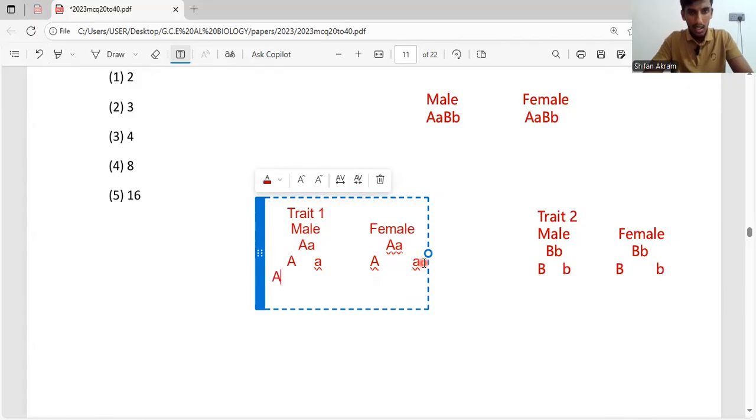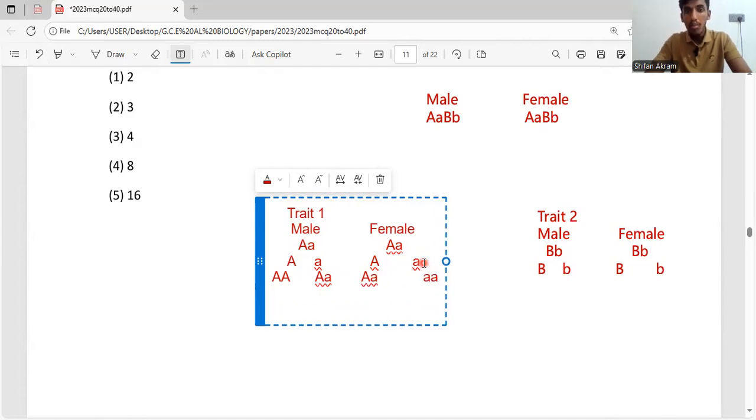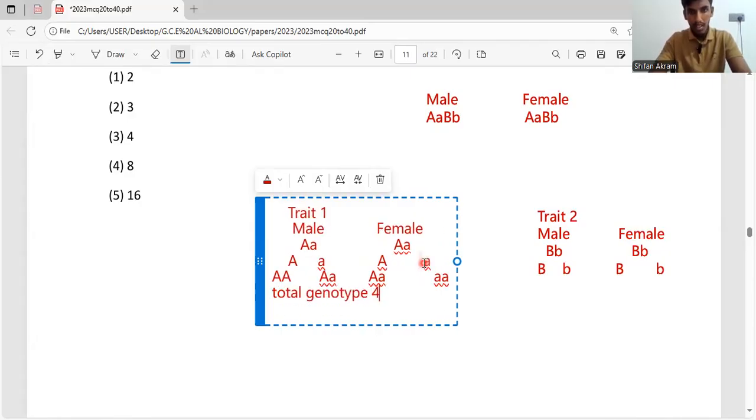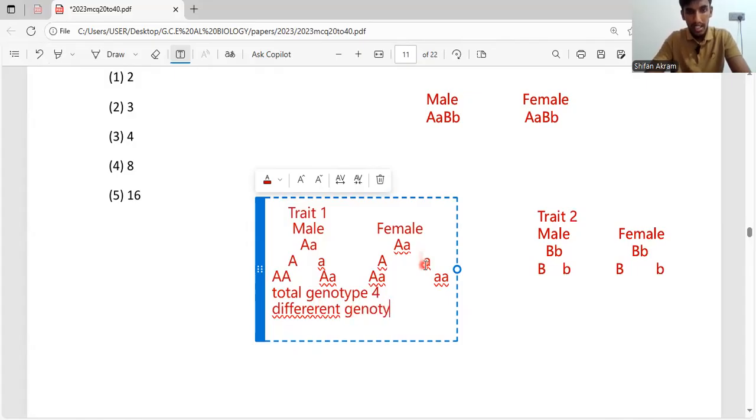Here we can get a homozygous dominant genotype and 2 heterozygous dominant. And finally, we can get 1 homozygous recessive. How many different genotypes can we get? What are the totals? How many total genotypes? We can get 4 total genotypes, right? Total genotypes 4, but different genotypes only 3. Why? Because we have 2 heterozygous dominant genotypes. So there are 3 different genotypes.